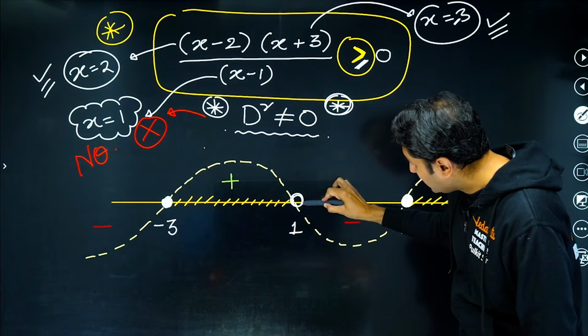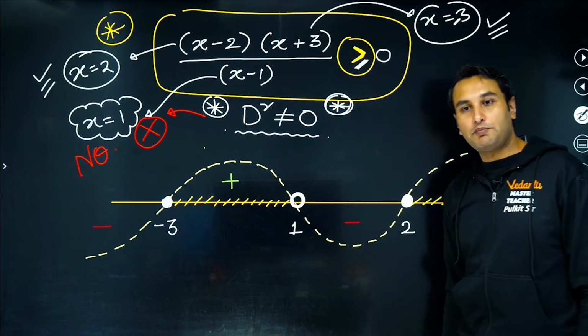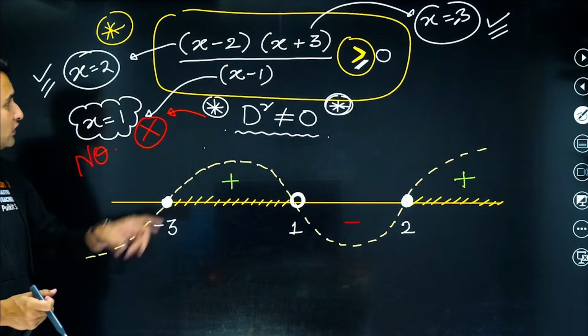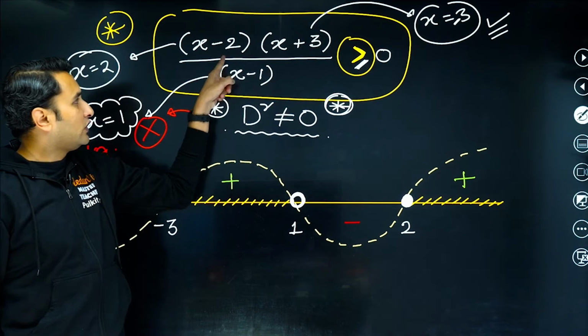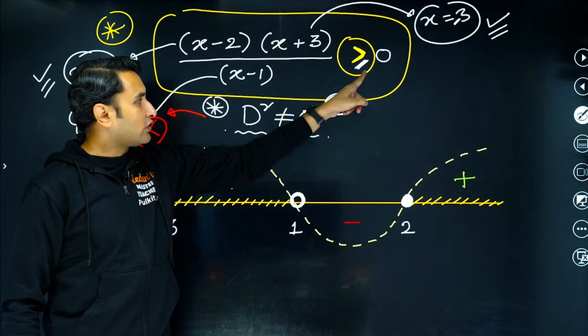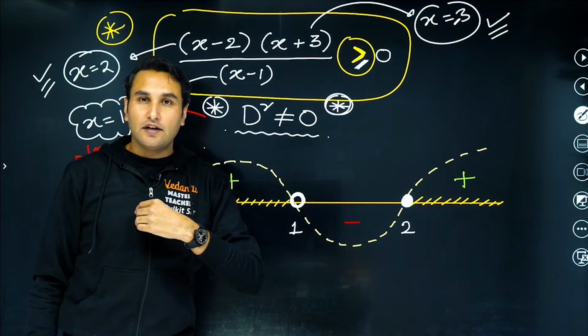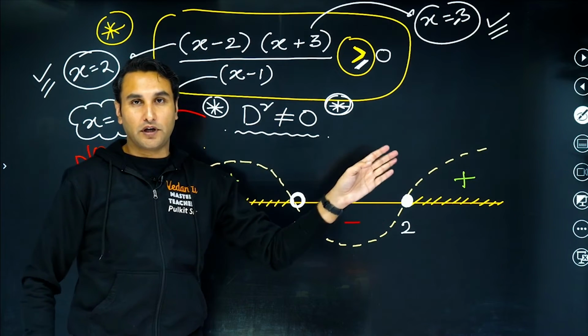So, what will you have? Open. Make it open at 1. Don't close it. Keep it open. Now, so we understood x equal to 2, because of equal to 0, I can include. x equal to minus 3, because of equal to 0, I can include. Denominator can never be 0. So x equal to 1 can never be included.